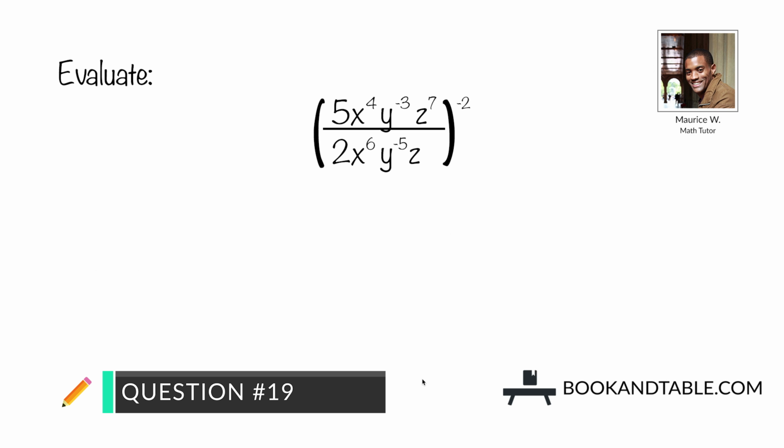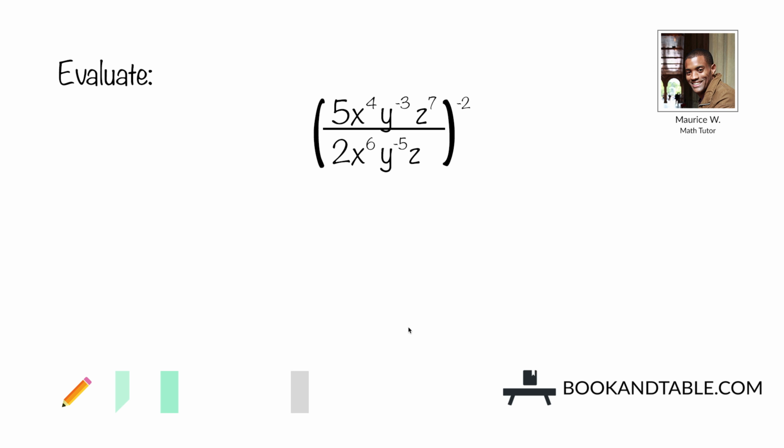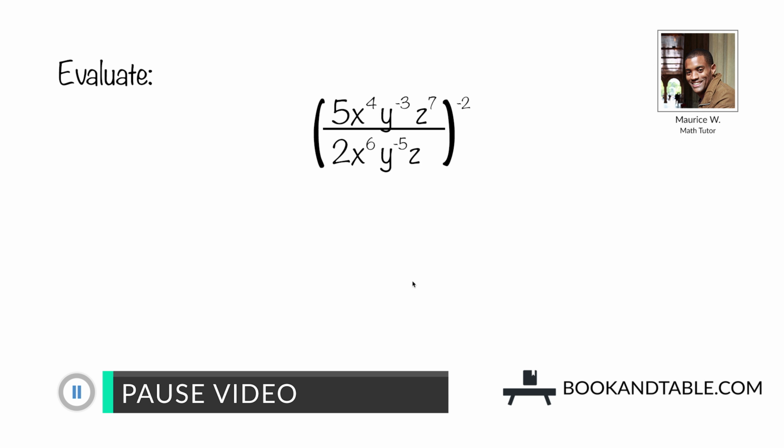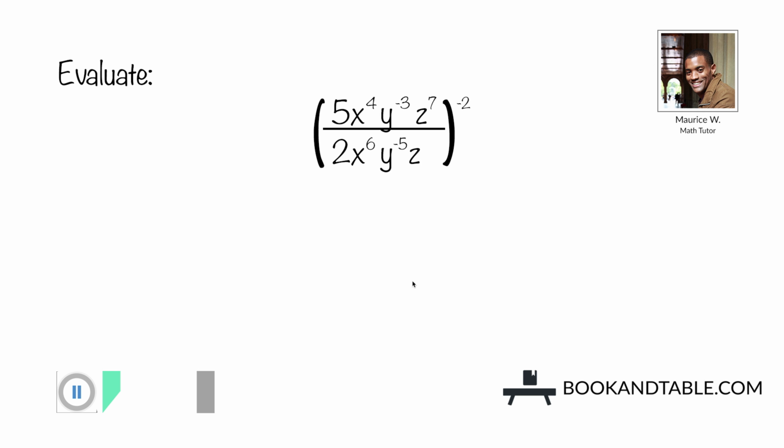Question number 19. Evaluate 5x to the 4th, y to the negative 3, z to a power of 7, divided by 2x to the 6th, y to the negative 5, z to a power of negative 2, all to the negative 2. Pause the video, answer this question, and then press play when you are ready to begin.